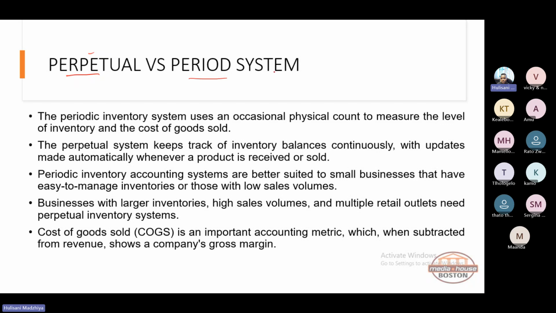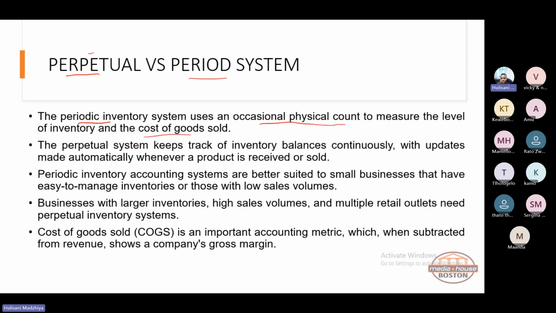So that's periodic system. Periodic system is one of those systems that actually allows shrinkage, because here you're not able to track much of your inventory. You only manage to see the difference in your inventory once you start preparing at the end of the period. So here it says that periodic inventory uses an occasional physical count to measure the level of inventory and the cost of goods sold.